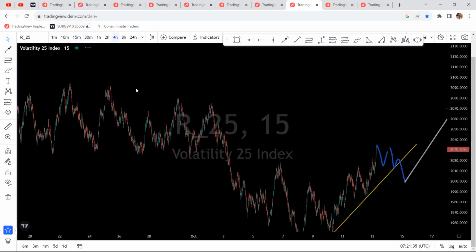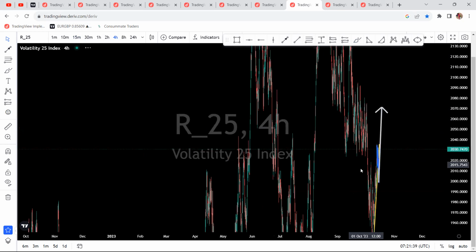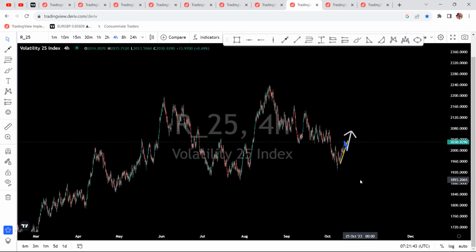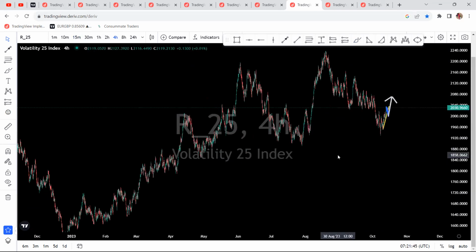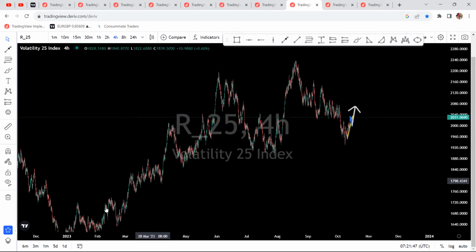Taking it on the 4 hours helps us to see the height this market needs to go. Look at it here. Very, very sharp. So what do you see here? This is important. This is a corrective structure. 1, 2, 3 is a corrective structure. So what do we see there? We see a running flat pattern.